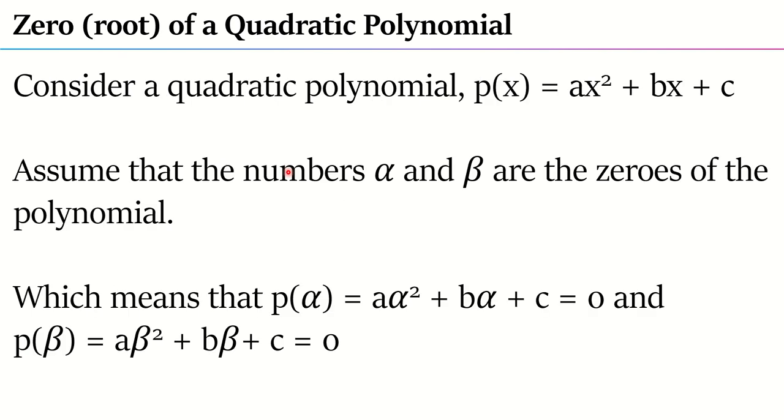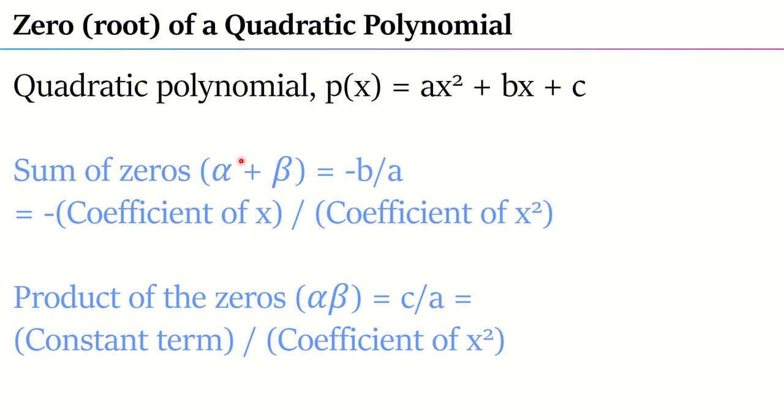In this chapter, the main focus is that alpha and beta are the two zeros of this polynomial and how to play around with the sum of the zeros, alpha plus beta, and the product of the zeros, alpha beta. So for the equation ax square plus bx plus c, the sum of the zeros, that is alpha plus beta, is equal to minus b by a, which is nothing but minus of the coefficient of x, that is minus b, divided by the coefficient of x square, that is a. And similarly, the product of the zeros, alpha beta, is equal to c by a, which is nothing but the constant term divided by the coefficient of x square.